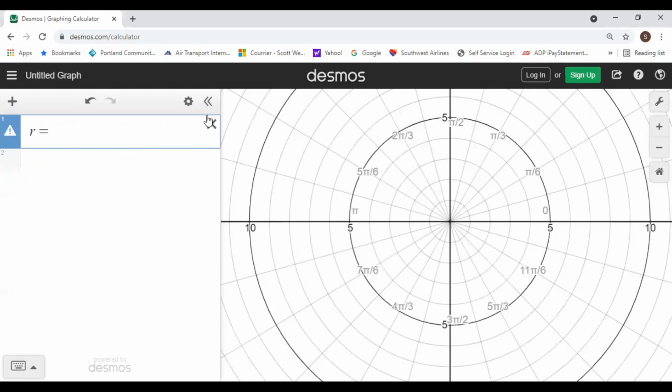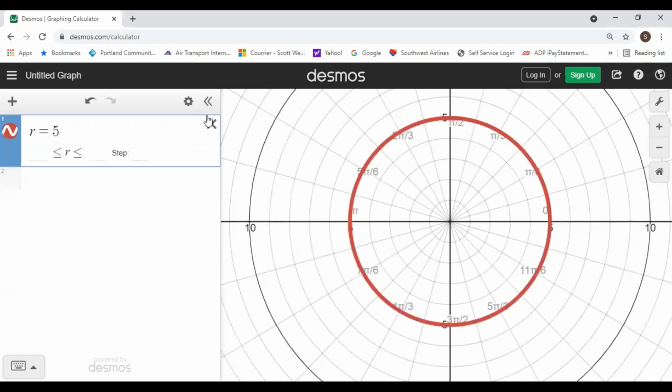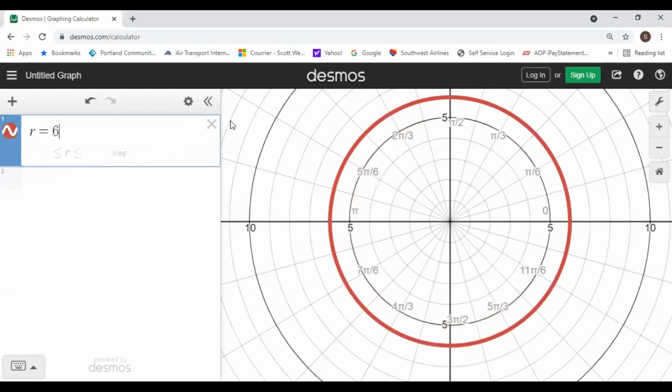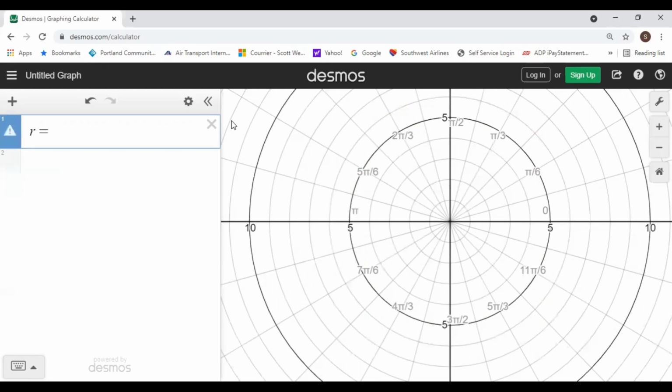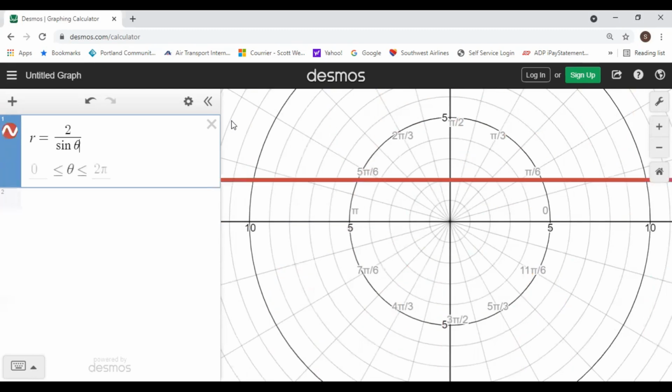And here you could have r equals 5, r equals 6. And you'll notice these are producing graphs that make circles of radius 6 or 5 or what have you. You can make r equals 2 divided by sine theta, which, as we already saw, is a horizontal line. You can also put in some of those other graphs that we've seen.